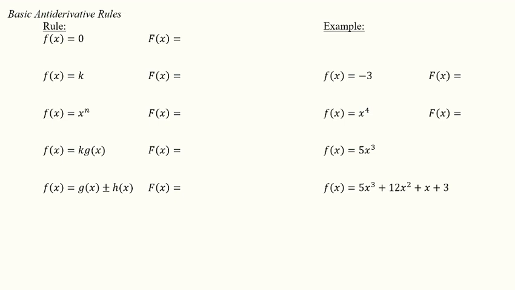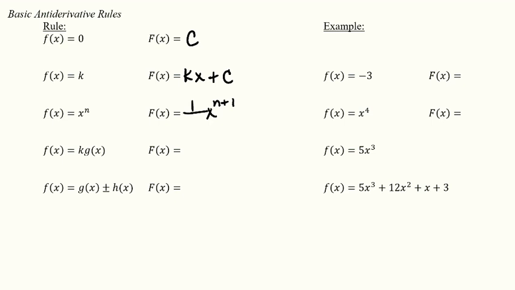Okay, so we've got some basic anti-differentiation rules. If f of x equals 0, an antiderivative of 0 is just some number, c. We already talked about that. If we have the antiderivative of a number k, where k is some real number that's presumably not 0, that's kx plus some real number. An antiderivative for x to the n is going to be the reverse power rule, so we're going to increase the power by 1.